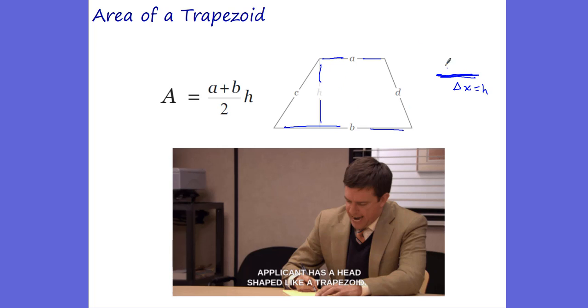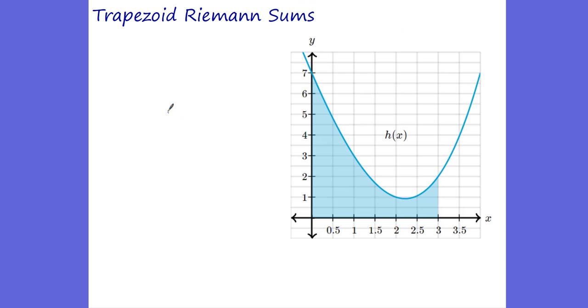So we're kind of flipping this trapezoid. And then we're going to take a look at our y1 and our y2 as our sides A and B. And so for Riemann sums, it's going to be y1 plus y2 divided by 2 times your delta x. And that is going to give you the area of this little Riemann sum right here. So let's do an example problem.